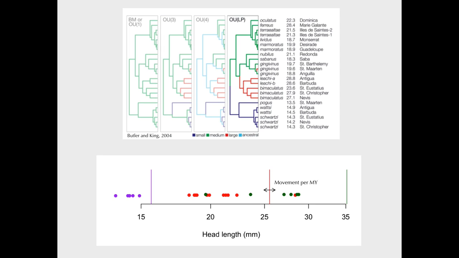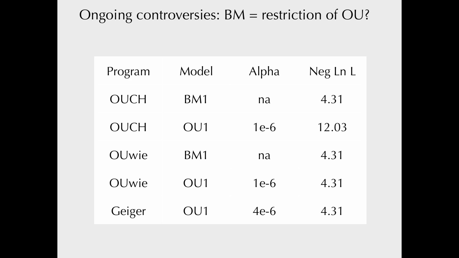One other thing Marguerite talked about yesterday is whether BM is a restriction of OU or not. Empirically, if you run BM and OU models in different programs, like Butler and King's ouch, BM and OU have very different likelihoods. But in a different program, Geiger, OU1 has the same likelihood as Brownian motion. So when you're a user of software, you think about whether they are actually the same models. We call them the same model, basically, but they're not, because of how we treat the root state. And there's still a discussion about what the appropriate way to deal with that is.